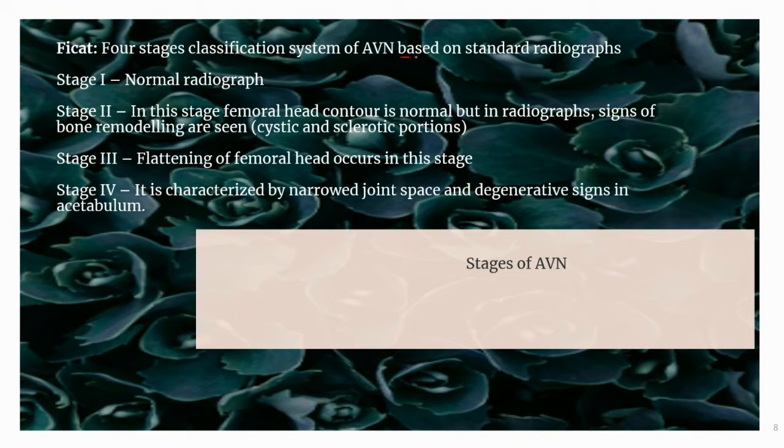Now, the next classification of stages of avascular necrosis based on the standard radiograph, that is FICAT. So at stage 1, the radiograph will be normal, but at stage 2, the femoral head contour is normal, but in radiographs, signs of bone remodeling are seen, meaning cystic and sclerotic portions can be seen. And at stage 3, what happens? Flattening of the femoral head occurs in this stage. And stage 4 is characterized by narrowed joint space and degenerative signs in the acetabulum.